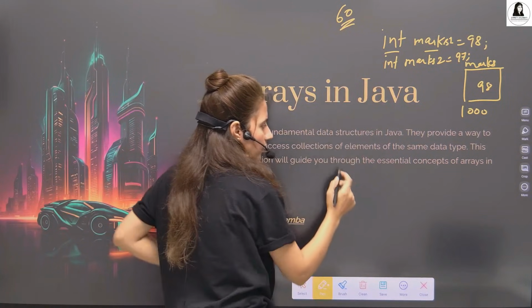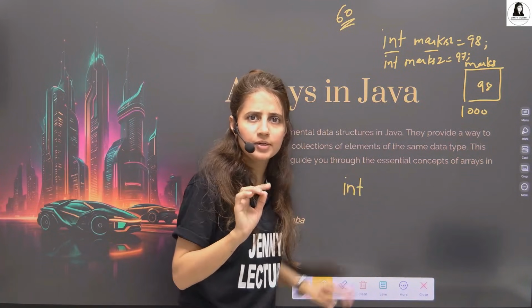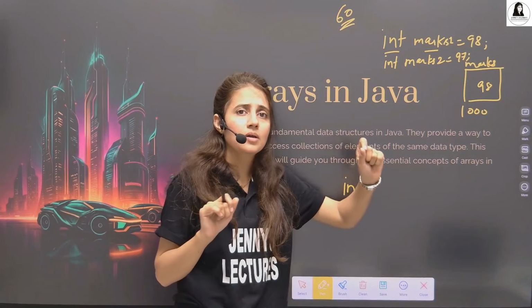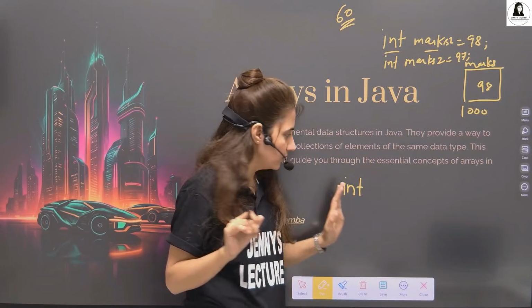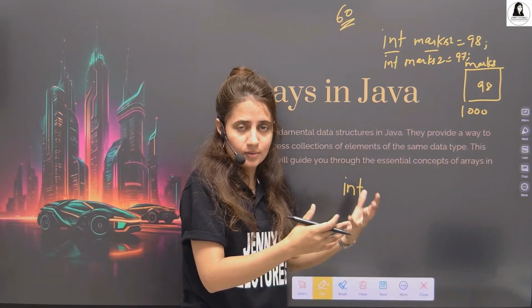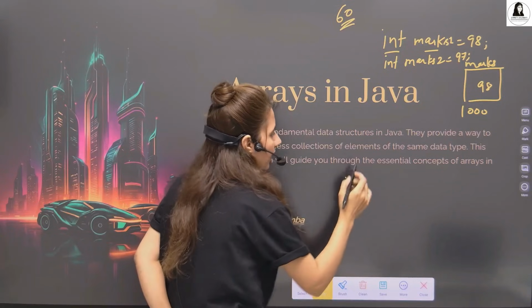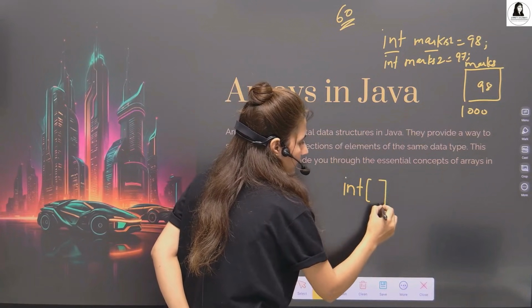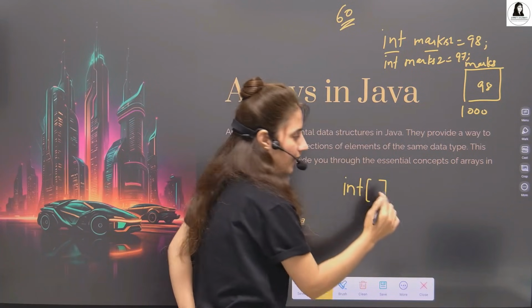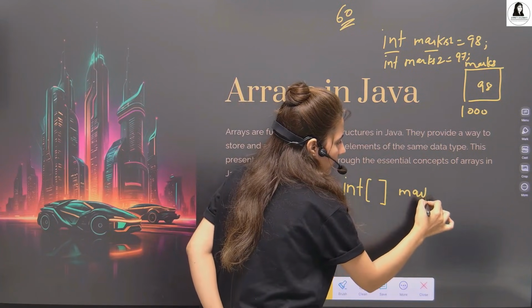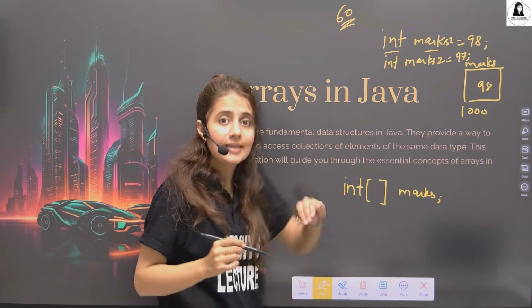So simply what can I do? You have to tell the data type. You can take any primitive type: int, float, double, or boolean, short, byte, anything, right? Even String is allowed. That thing I'll show later. So first let's take int only, and then square brackets. Then the name of the array. Simply, I'm taking the name marks. This is how you can declare an array.